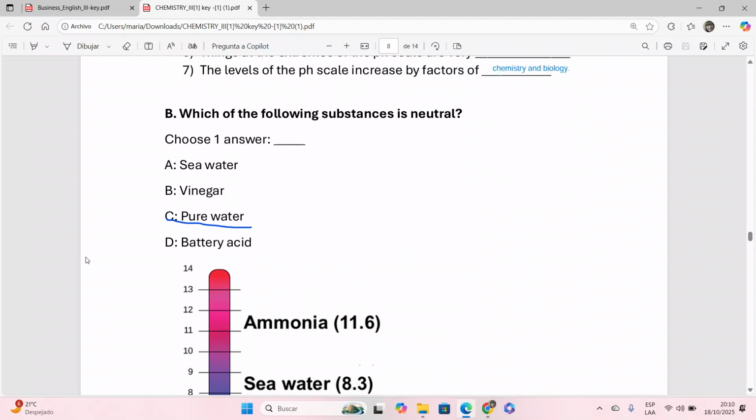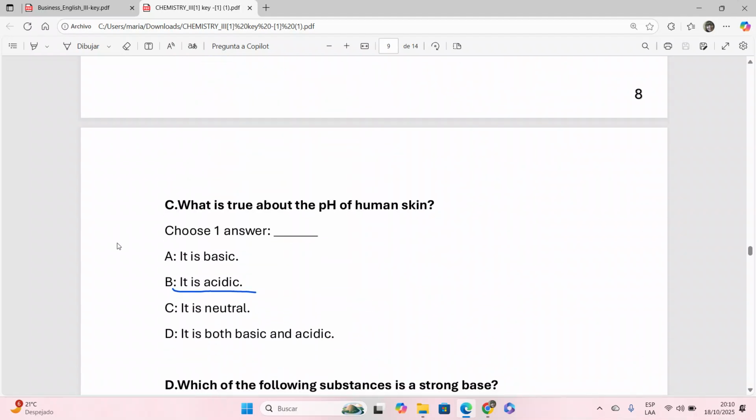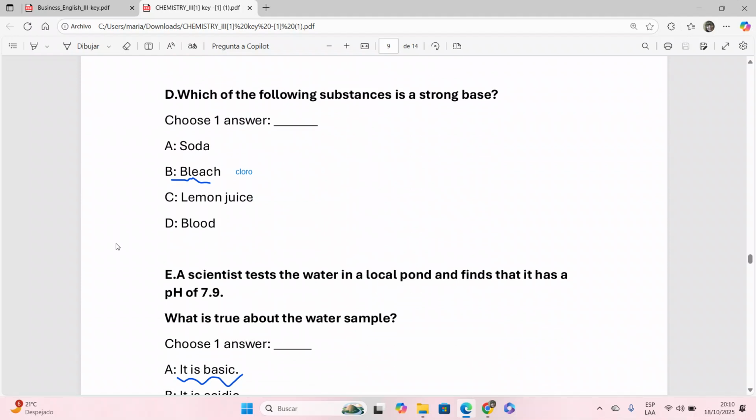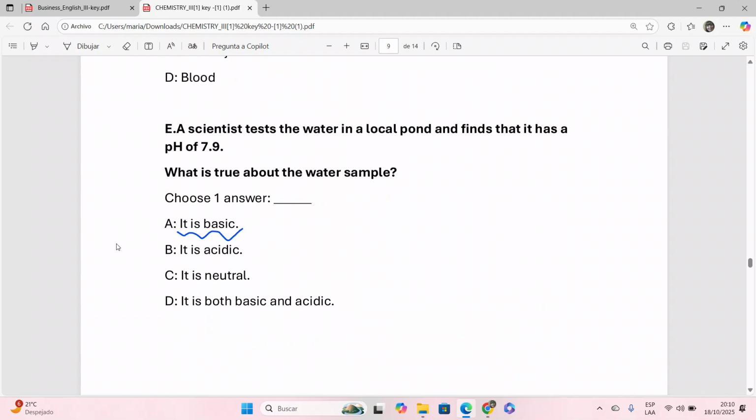B. Which of the following substances is neutral? Choose one answer. C. Pure water. C. What is true about the pH of human skin? B. It is acidic. D. Which of the following substances is a strong base? B. Bleach. E. Scientists test the water in a local pond and find that it has a pH of 7.9. What is true about the water sample? A. It is basic.